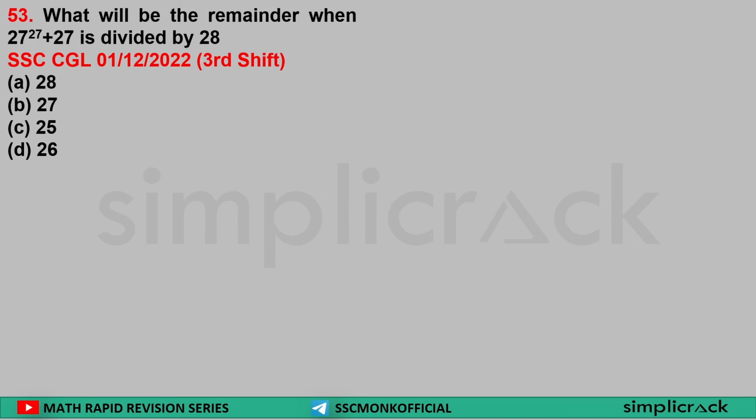Now understand. If I say 3 to the power 3 plus 3, does this mean 3 to the power 4? No. 3 to the power 3 is equal to what? 27. Plus 3 is equal to 30. 3 to the power 4 is equal to what? 81. How can this be the same? No. So you should not make this silly mistake that 27 to the power 27 plus 27 is equal to 27 to the power 28. That is the common mistake you guys do. Okay. So you have to avoid that.